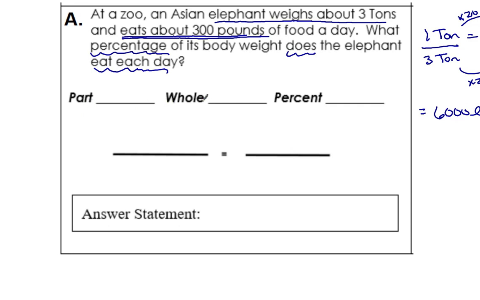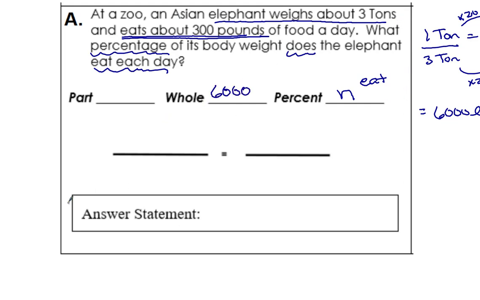So when we fill out our part, whole, and percent, we know we're looking for the percent. So this is our N, our unknown, and the percent that we're trying to find is how much it eats. So always put a little description as to what you're trying to find. And the part and the whole: we know that the elephant weighs 3 tons. This is the whole. And we've already learned that 3 tons equals 6,000 pounds.